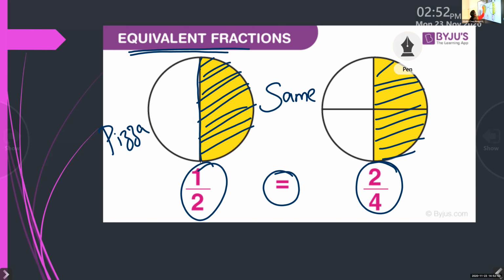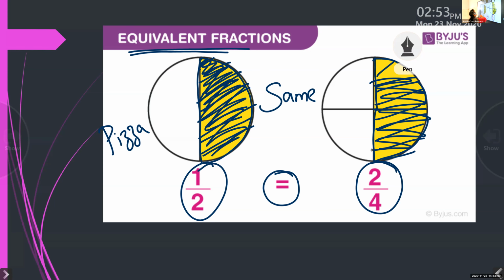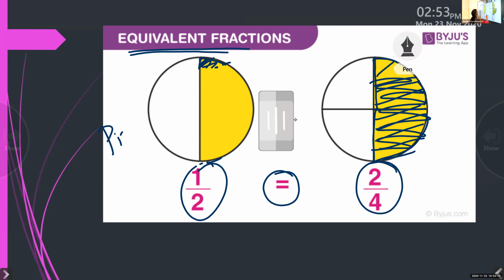Look at the amount we are getting. If this pizza is divided, you are getting only 1 piece, but that piece is big. See, this is a large piece. And here the piece is small, but we are getting 2 parts. So the amount we are getting is the same. So what do you mean by equivalent fractions, children?